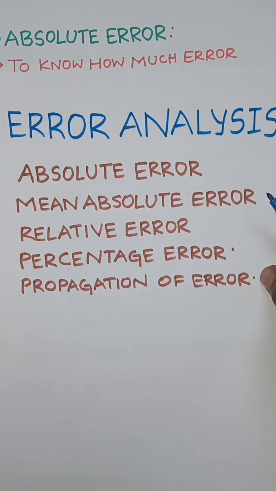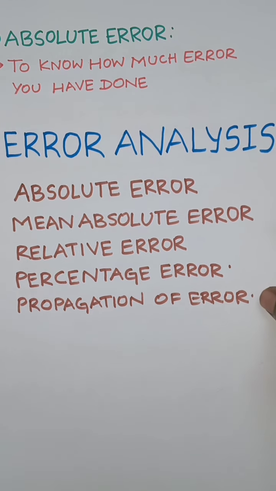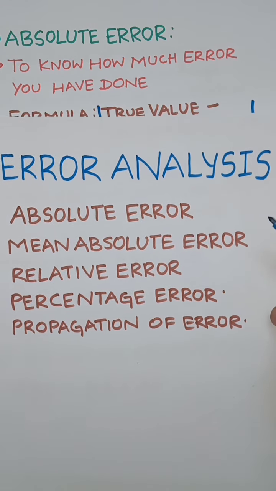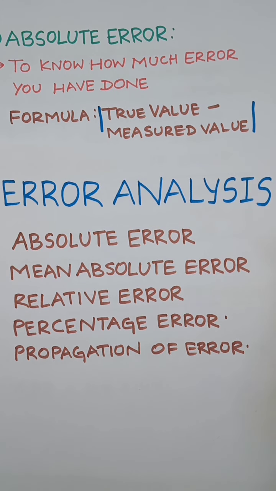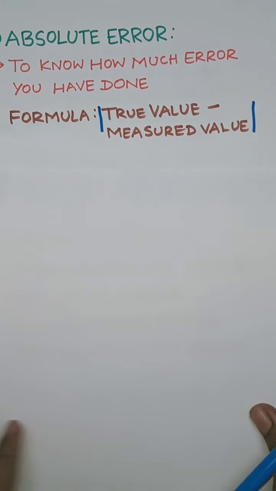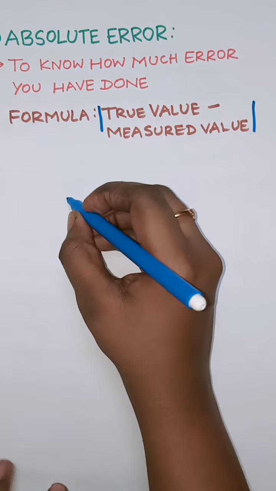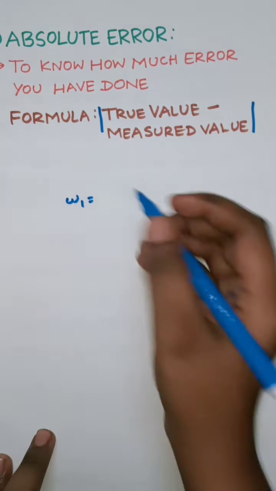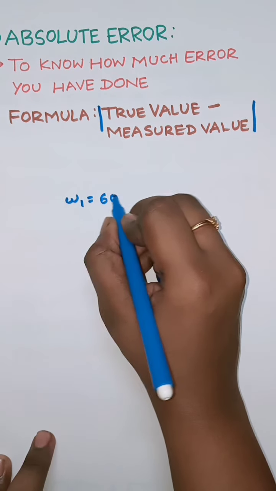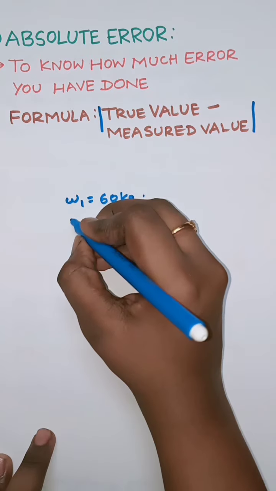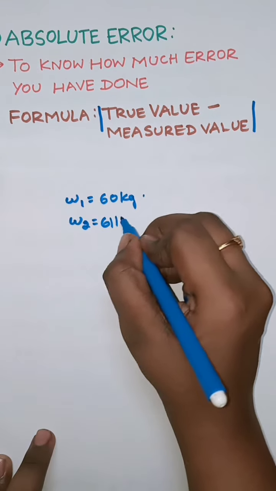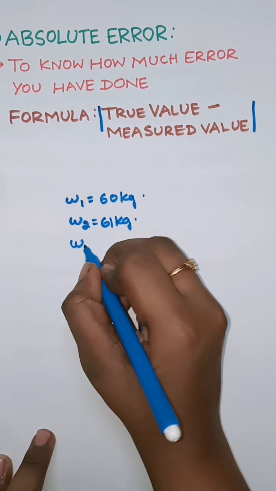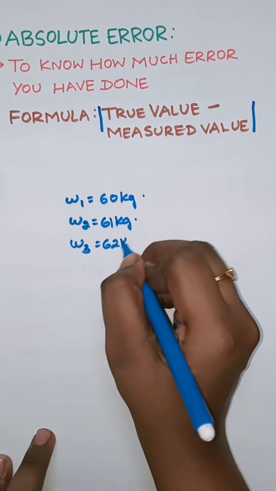We have to find absolute error to know how much error we have made in the measurement. The formula for absolute error is the modulus of true value minus measured value. I'll show you an example for this. For example, the first time when we are checking our weight, the weight is 60 kgs. The second time, in the same machine, the weight is showing 61 kgs. And the third time it is showing 62 kgs.